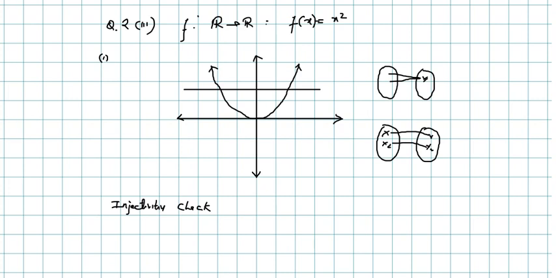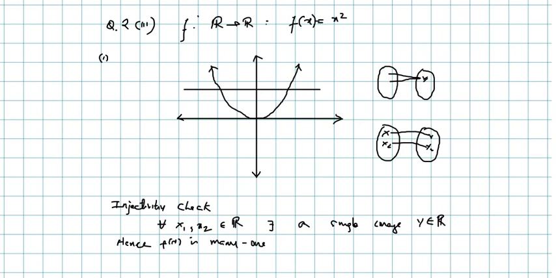So, here what is happening, for all x 1, x 2 element of R, there exists a single image y element of R. Hence, f of x is many one and not a 1-1 function. So, that means the injectivity check fails.